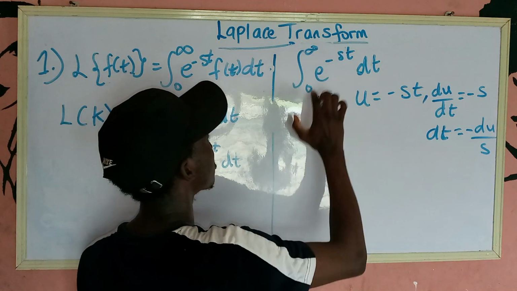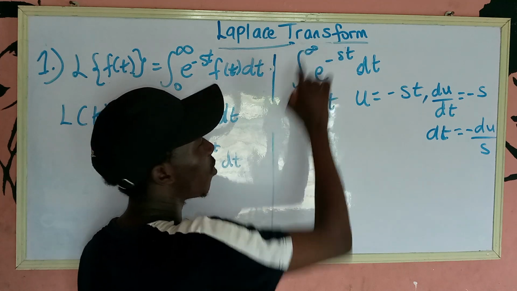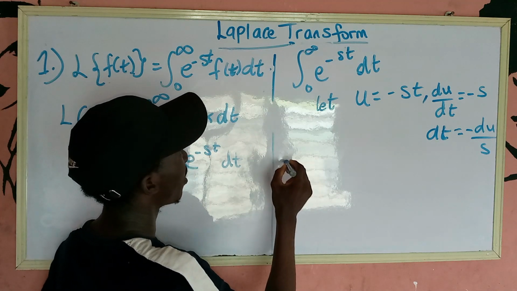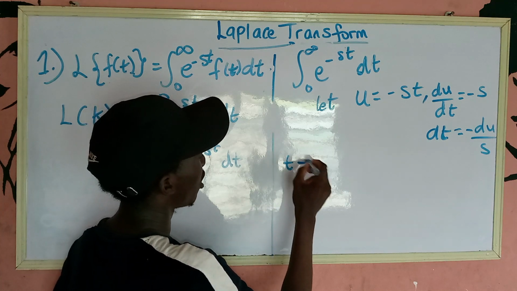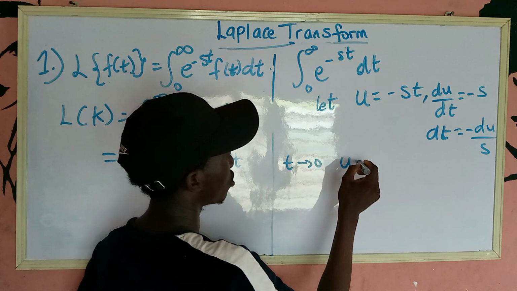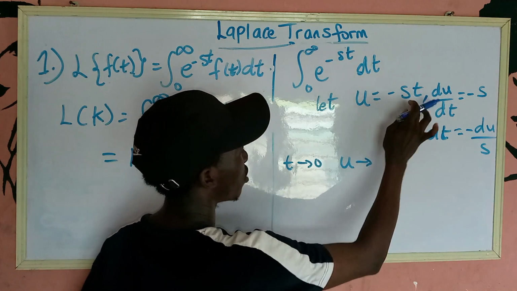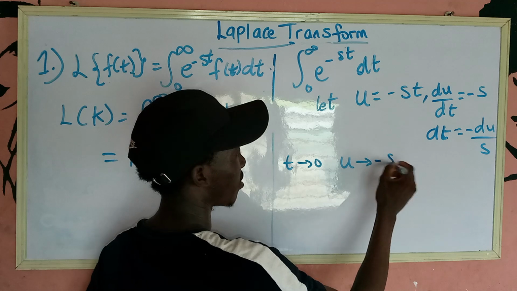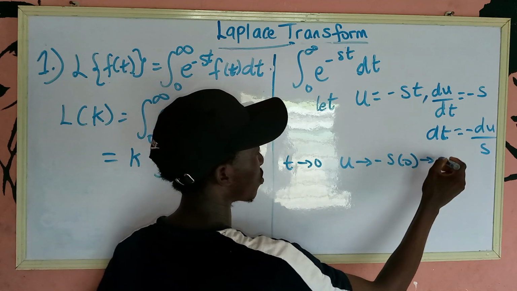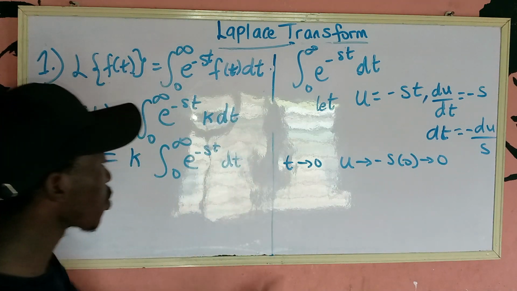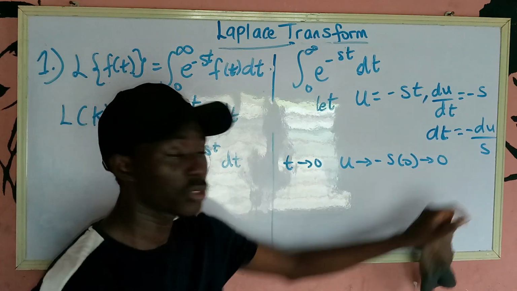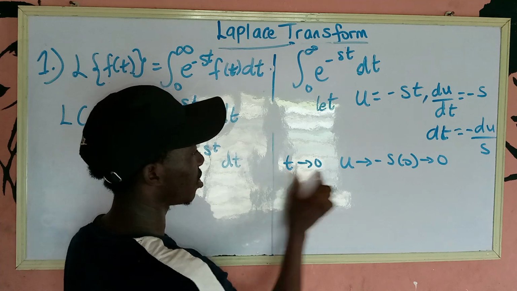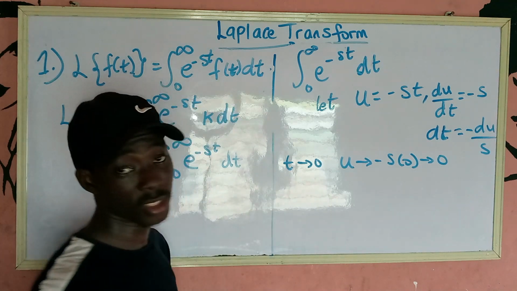Also, we have to check out the boundaries of the integral. So to replace everything here, as t approaches 0, u approaches the value you get by putting t in minus st, which is minus s times 0, which equals 0. So when t goes to 0, u also goes to 0. I get the value of u when t approaches 0.